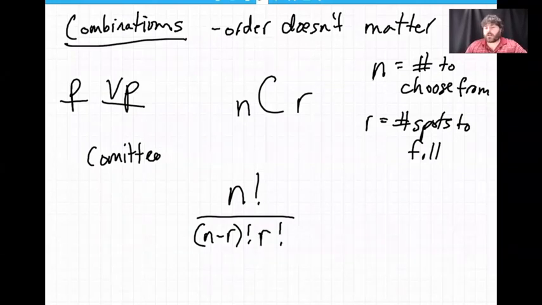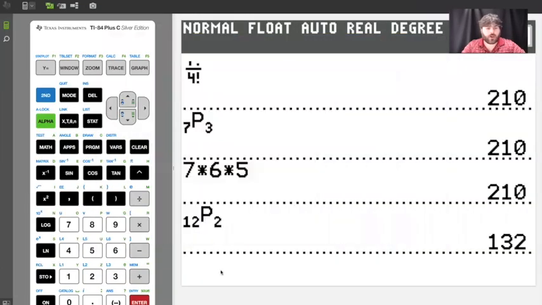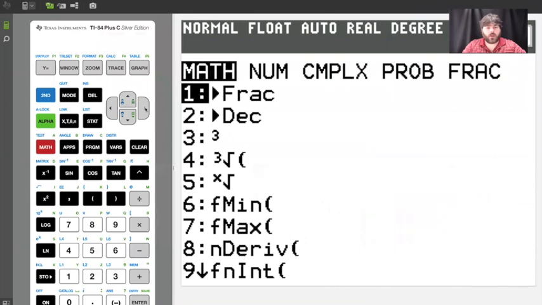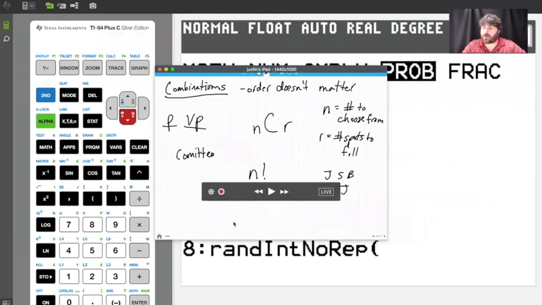Okay, it has to do with the R factorial is the number of arrangements. So when you have John, Sam, and Bill versus Sam, Bill, and John versus those same three people, but in different orders, we want to divide out those different possibilities for each of those choices. That's why we divide by R factorial. Okay, you can use your calculator on this. All right, if we go back to here, over to math, over to probability, you see that number 3 is NCR, and that's what we're going to use when we have problems like that.